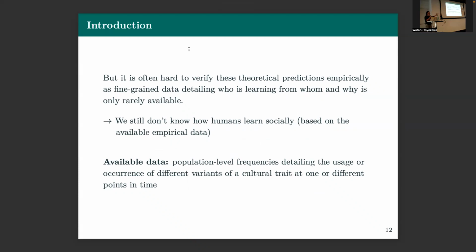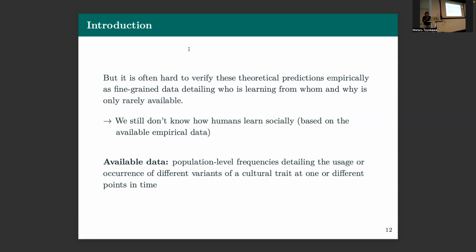So we really need the incredible efforts of those empirical researchers to actually have this data. And if we have the data, we kind of don't need the modeling anymore. So in some sense, what we still don't know is how humans learn socially based on the available empirical data. And that's what we're going to start with in this talk. We're trying to build a bridge between the very rich theoretical work in cultural evolution and the equally rich empirical work in this field. And of course, you might ask immediately, okay, what is the available empirical data?